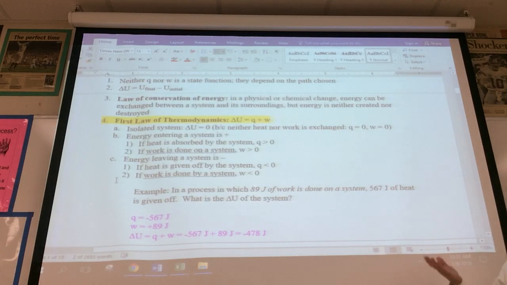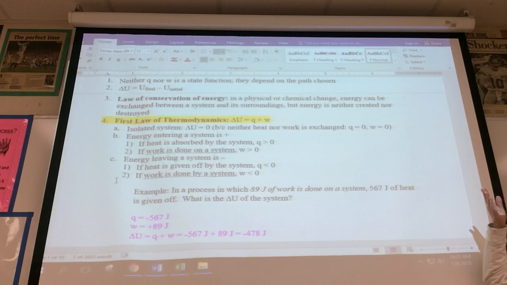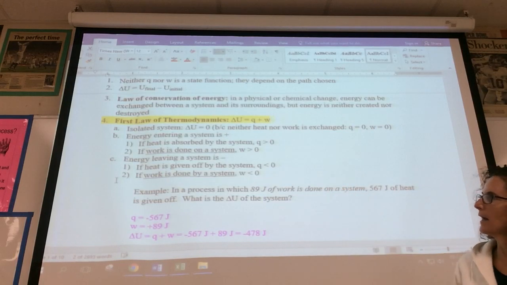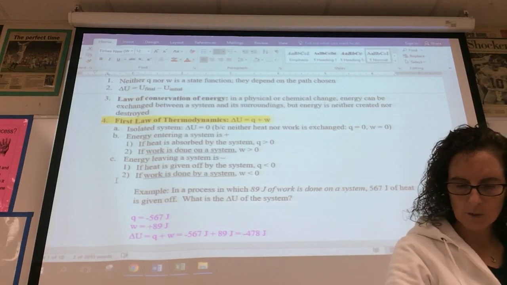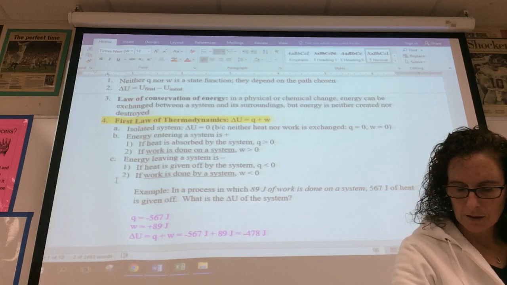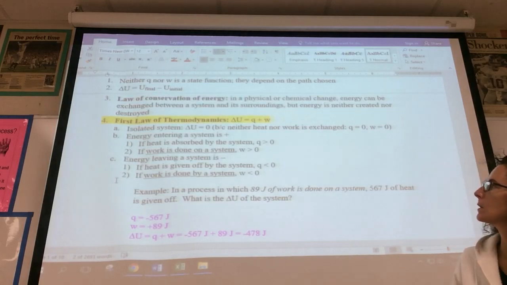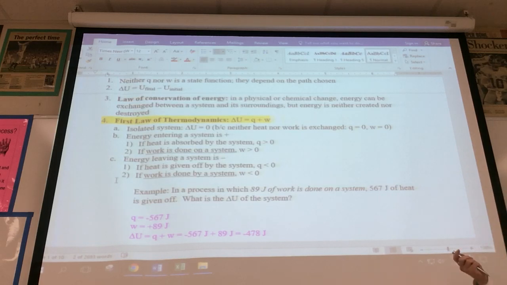The first law of thermodynamics says that the sum of heat and work is equal to the change in the internal energy. And what you'll see here is that when energy is entering a system, the change in internal energy is positive. When heat is absorbed by the system, Q will be positive, and that would be endothermic.